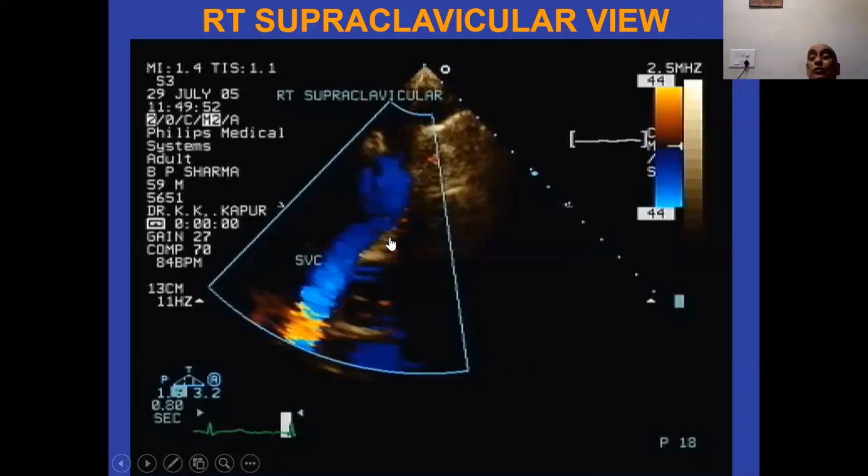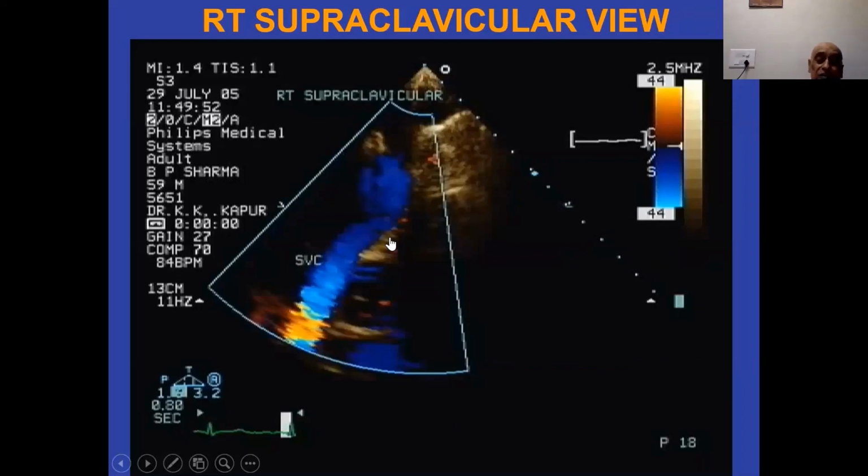Now the other way to do it without using the contrast is to put the probe in the suprasternal notch in the left supraclavicular position. So rather than in the right, which you use for the right, you put it in the left, and you see an echo-free space anterior to the descending aorta, a long channel in the long axis, going parallel to the descending aorta but anterior to it, and trying to join the coronary sinus. So as you see that, and you put the color on, you'll see a blue flow anterior to the descending aorta. So that is the left coronary sinus.